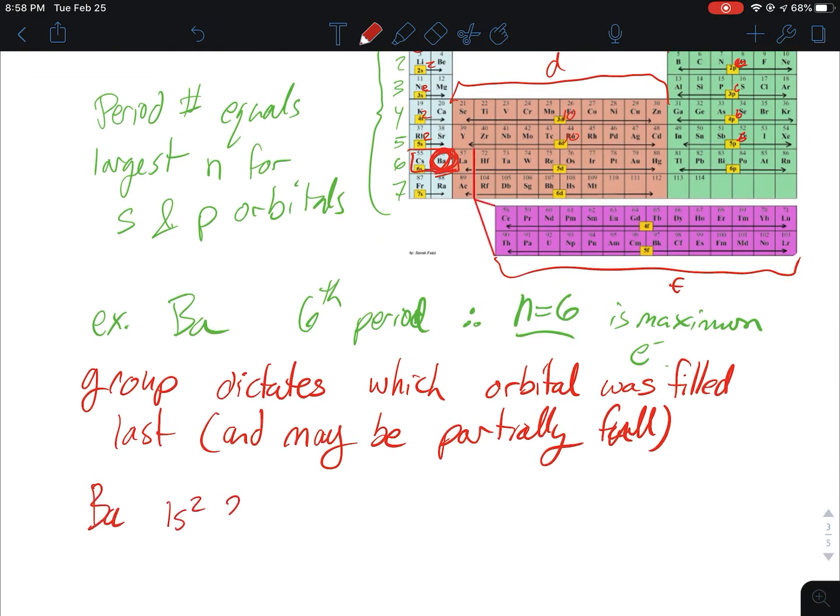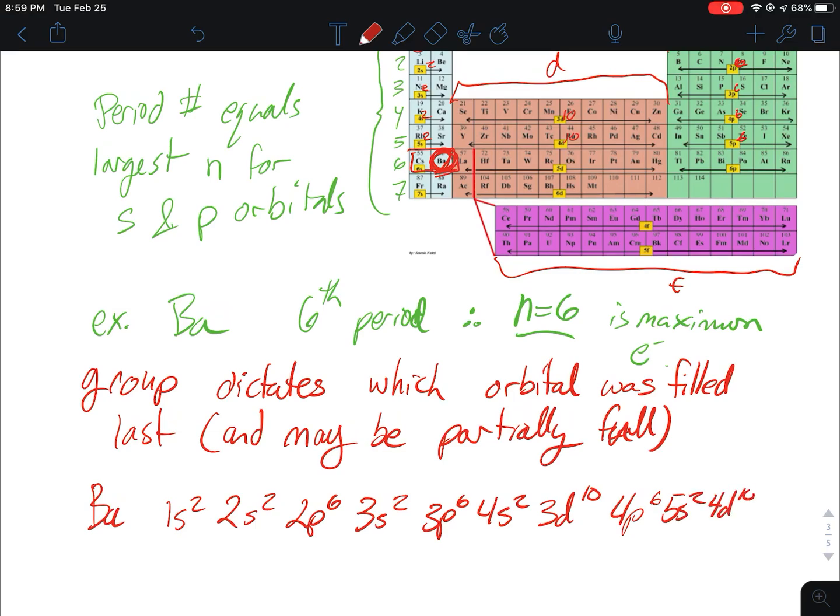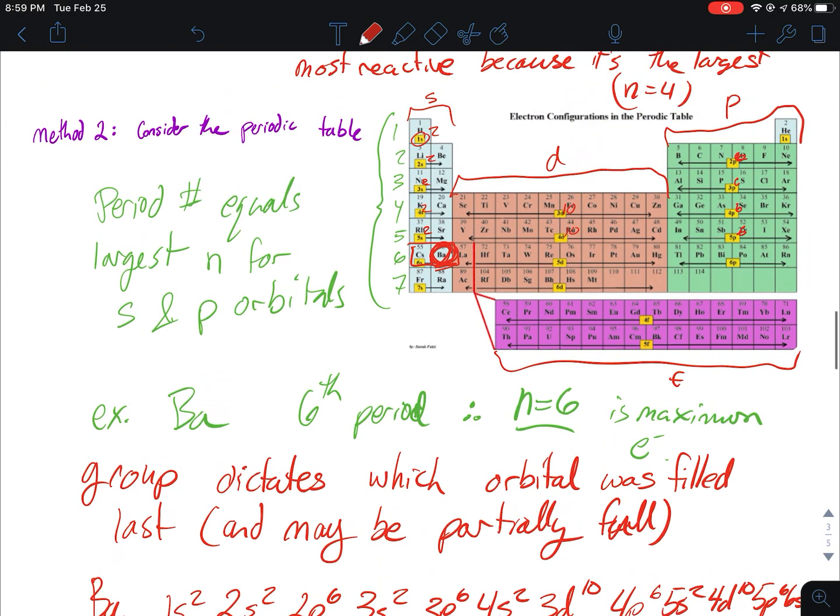So for barium, we would go 1s2, 2s2, 2p6, 3s2, 3p6, 4s2, 3d10, 4p6, 5s2, 4d10, 5p6, and 6s2.